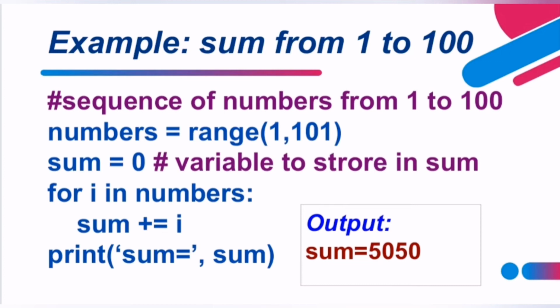When we add 1 to 100, 1 plus 2, plus 3, plus 4, it will keep adding, and at the last the value 5050 will print. So here numbers contains a sequence of numbers from 1 to 100. In the first iteration of the loop, 1 is added to sum. In the second iteration, 2 is added to sum. This process goes on and so on. In the 100th iteration, 100 is added to sum. Then the loop terminates as there are no more items left in the sequence. So finally the sum is printed.